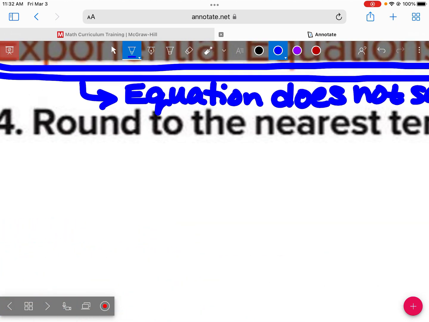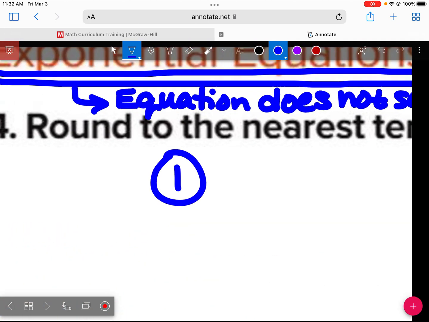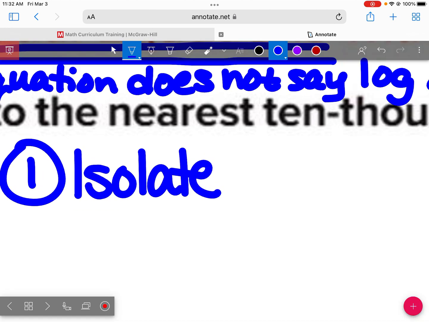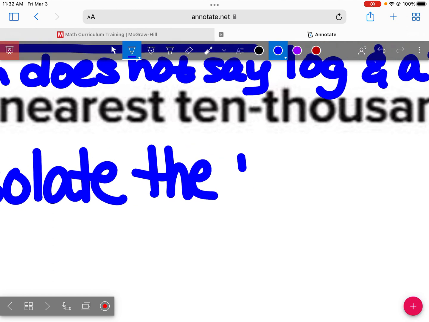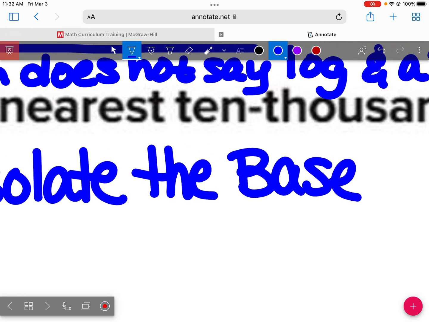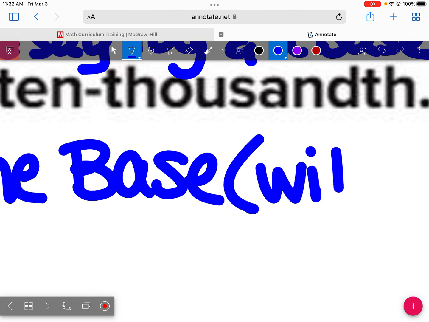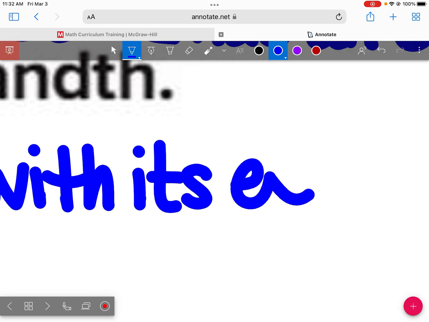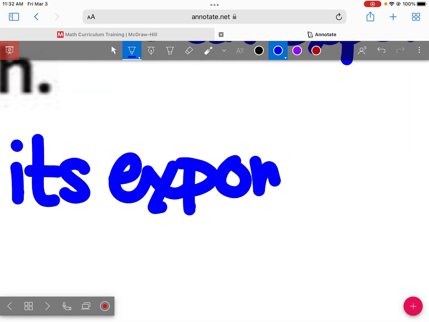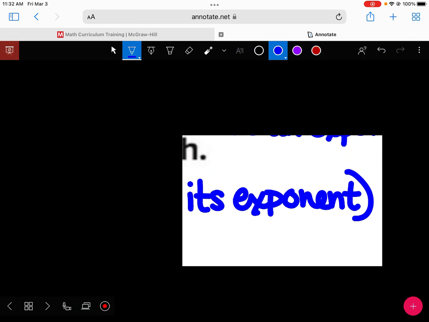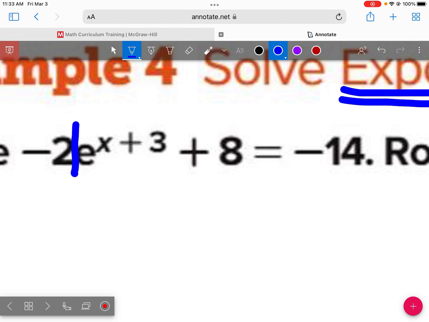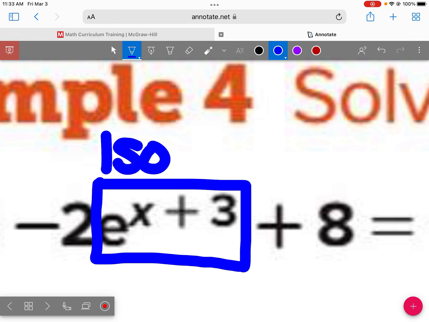When we are trying to solve this, the very first thing I'm going to do is isolate the base with its exponent. Isolate the base with its exponent. So you told me that was e, because it has the exponent of x plus 3 on it. So we're going to isolate this.